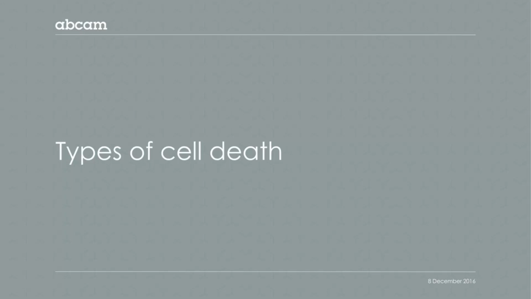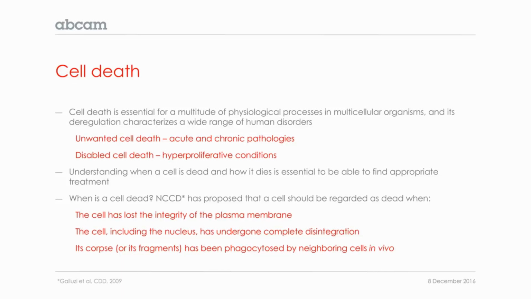So let's have a recap about cell death and the different types. What is cell death? Cell death is an essential mechanism that takes place in multicellular organisms. And we know of its importance because deregulation of cell death is at the basis of multiple disorders. If cell death occurs when it's not necessary, it can lead to pathologies such as type 1 diabetes, by excessive death of the pancreatic beta cells, or autoimmune diseases like rheumatoid arthritis. On the other hand, if cell death is not active when it should be, it can lead to hyperproliferative conditions, of which cancer is the best known example.